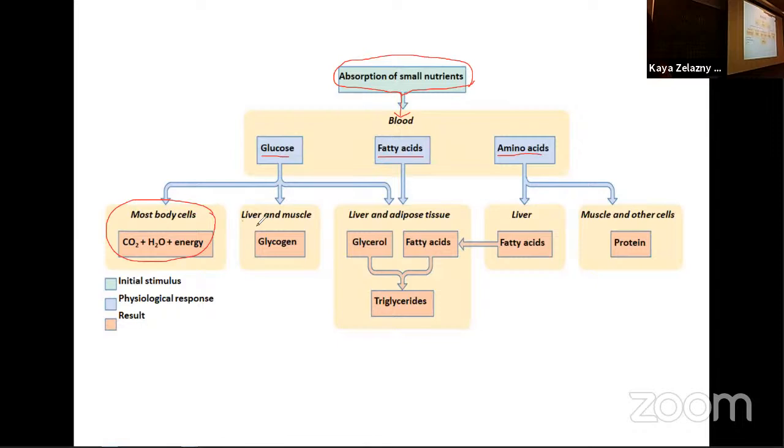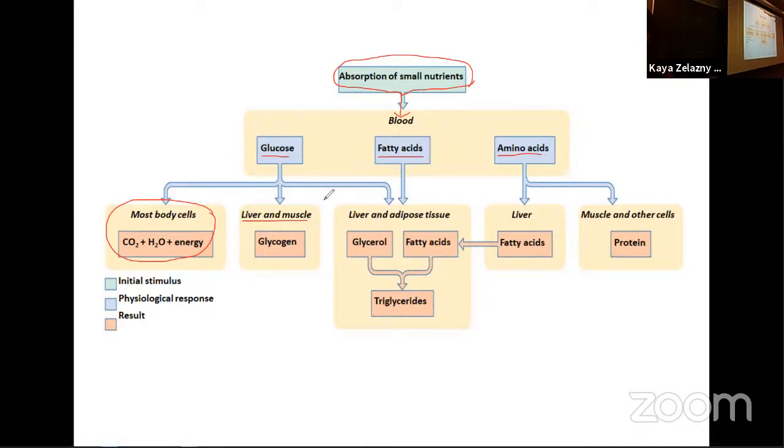The liver and the muscle cells can use the glucose, but they're also specifically able to store glucose as glycogen because they have the appropriate enzymes. So in the liver and muscle cells, we're going to see storage of our excess glucose as glycogen.